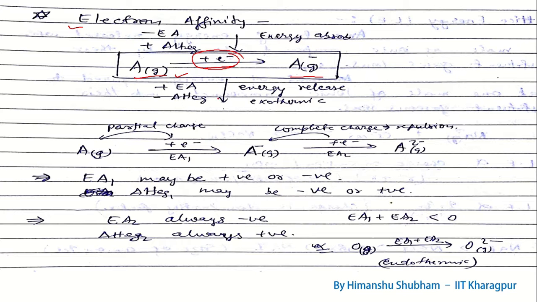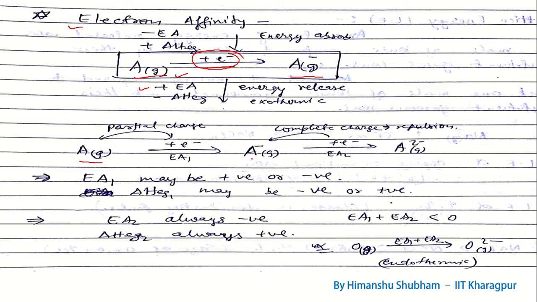Now it can be positive and negative both, depending on the way it behaves while addition of an electron. If A gas loves to receive an electron, then it is said to have a positive electron affinity and therefore a negative electron gain enthalpy. That means it would release energy while the addition of an extra electron to it.